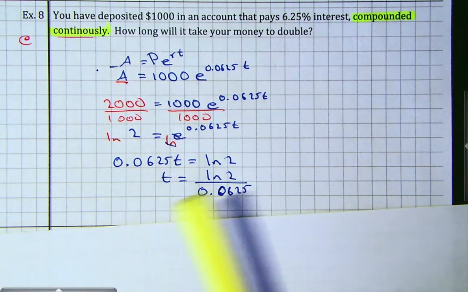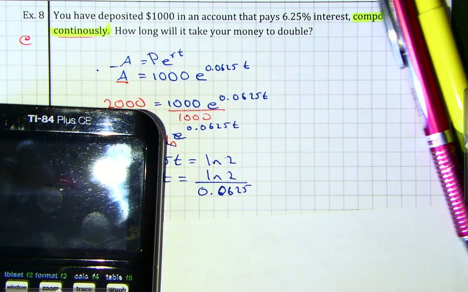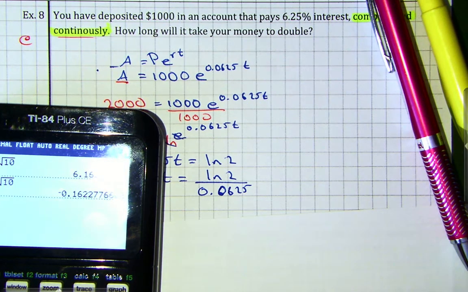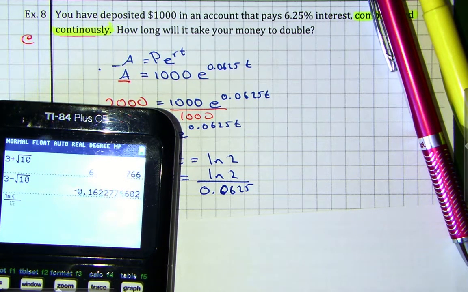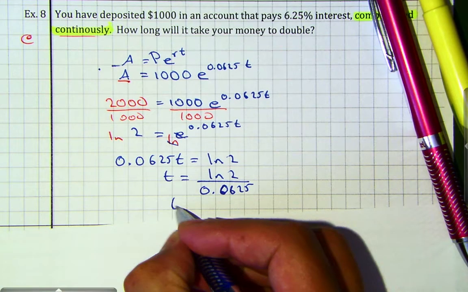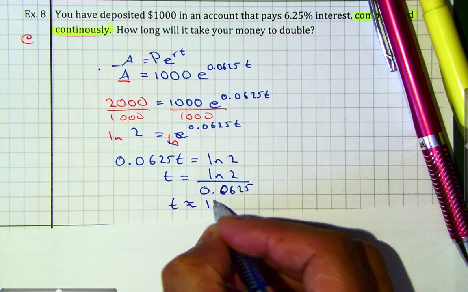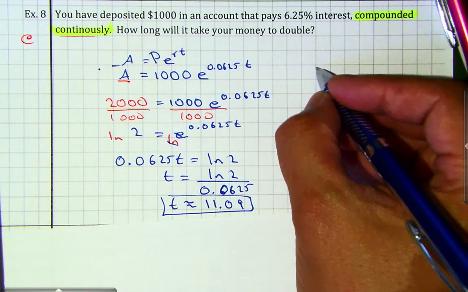And now I'm going to use my calculator since I need how many years. So it's going to take approximately 11.09, so we can say it will take 11 years for your money to double.